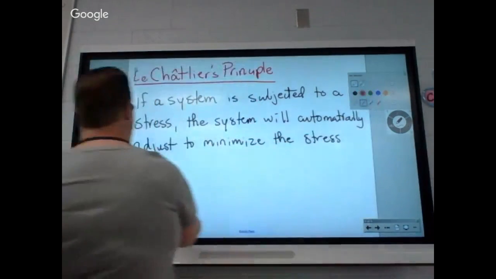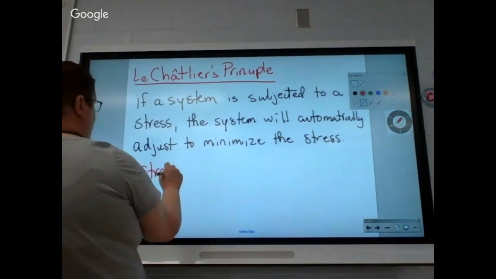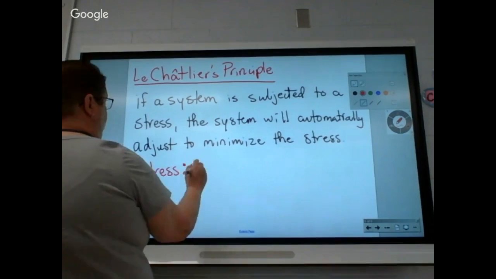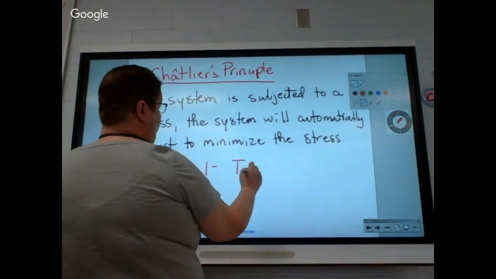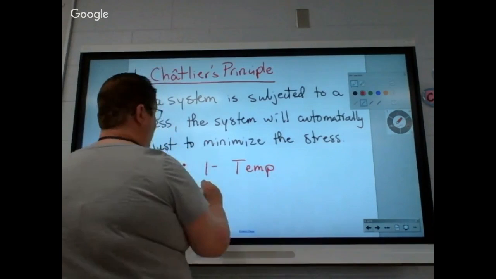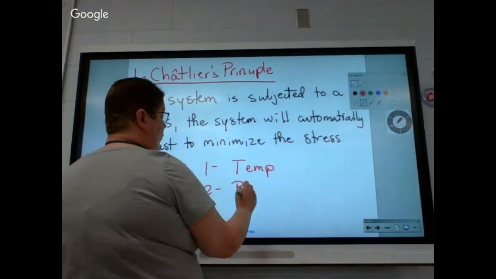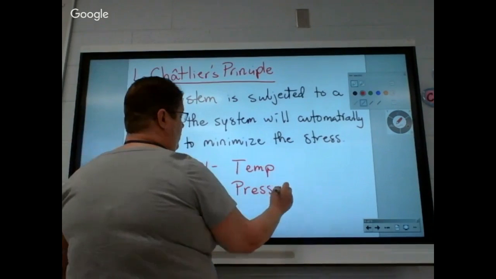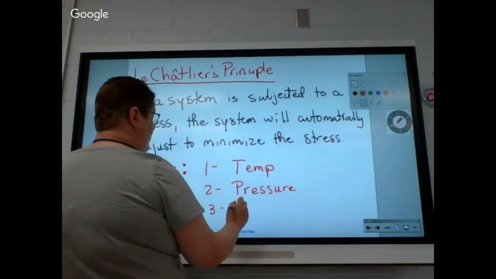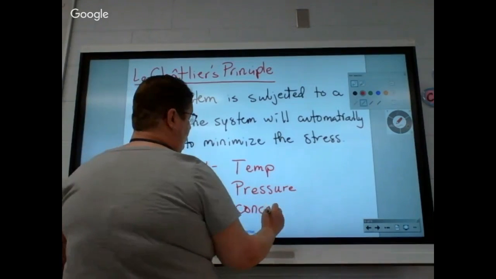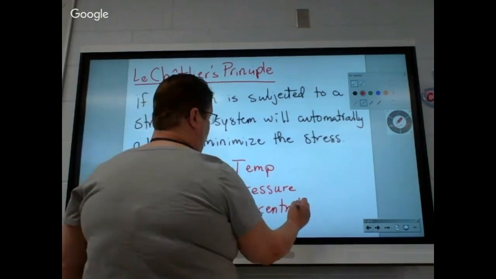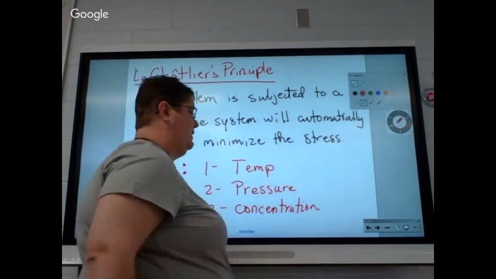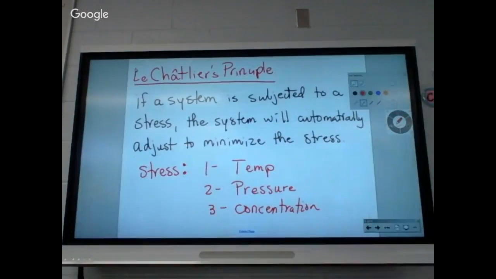Now, the stresses that we're going to use today only will be temperature. Next week, we're going to add in pressure and concentration. Okay, but for today, we're only going to do temperature. Pressure and concentration will add in with chemical equilibrium.